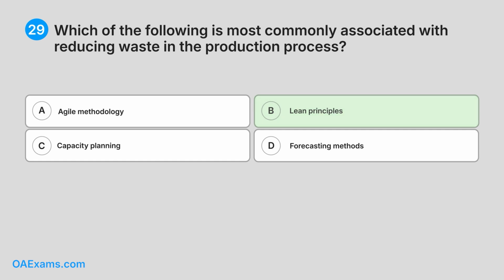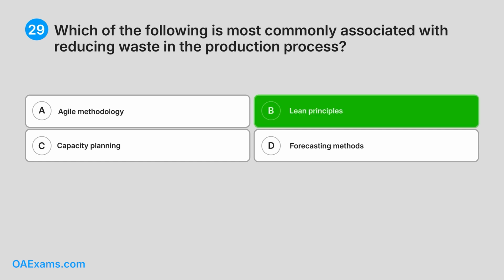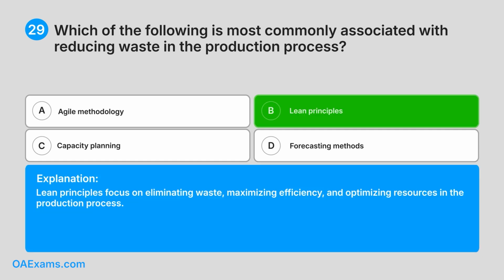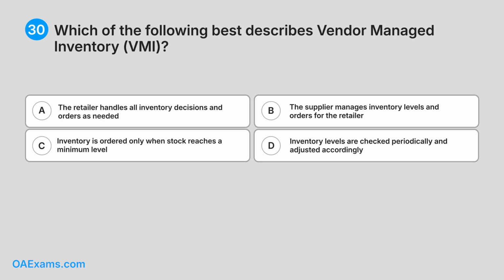Correct answer. B. Lean principles. Explanation. Lean principles focus on eliminating waste, maximizing efficiency, and optimizing resources in the production process. 30. Which of the following best describes vendor-managed inventory?